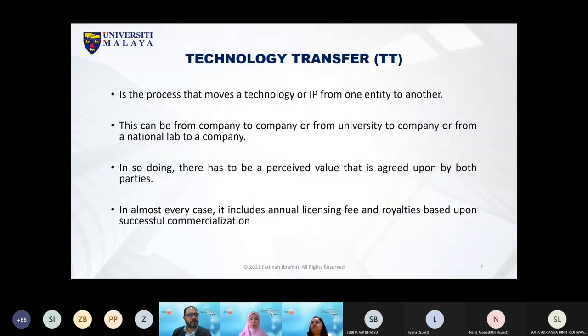Technology transfer is also a process that moves a technology or IP from one entity to another. It can be from company to company, from university to company, or from a national lab to a company. In so doing, there has to be perceived value that is agreed upon by both parties. In almost all cases, it includes an annual licensing fee when you license your technology, and you also will get a royalty based upon the successful commercialization and your negotiation.